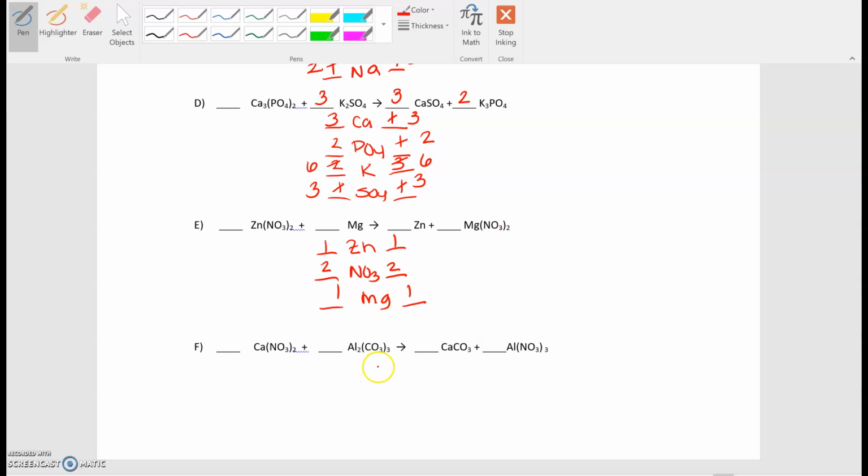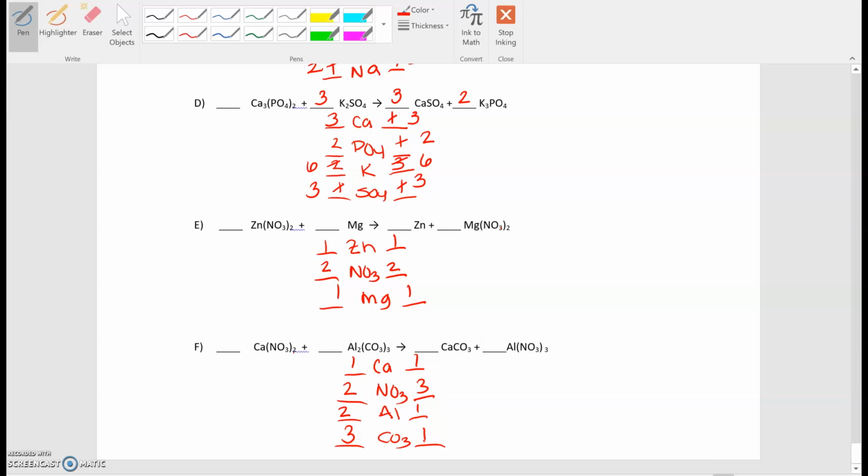And then F, calcium, nitrate rather, aluminum, and carbonate. 1 calcium, 1 calcium, with 2 nitrates, 3 nitrates, 2 aluminums, 1 aluminum, 3 carbonates, and 1 carbonate.